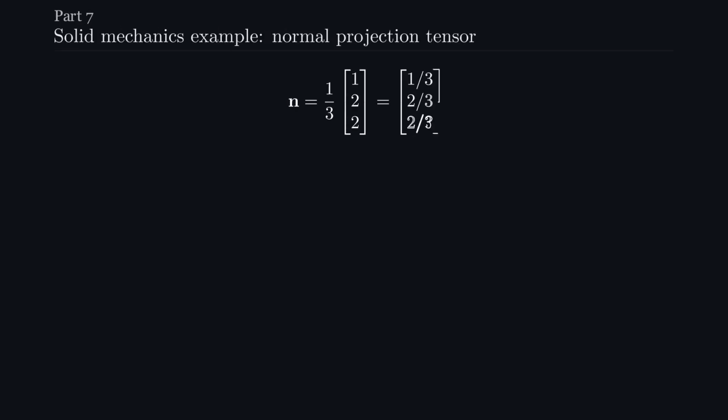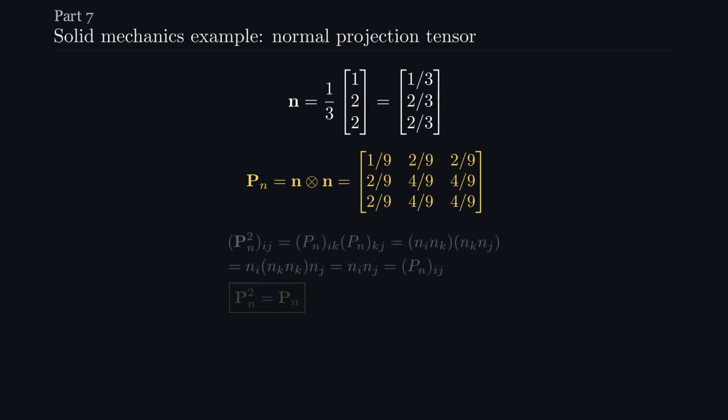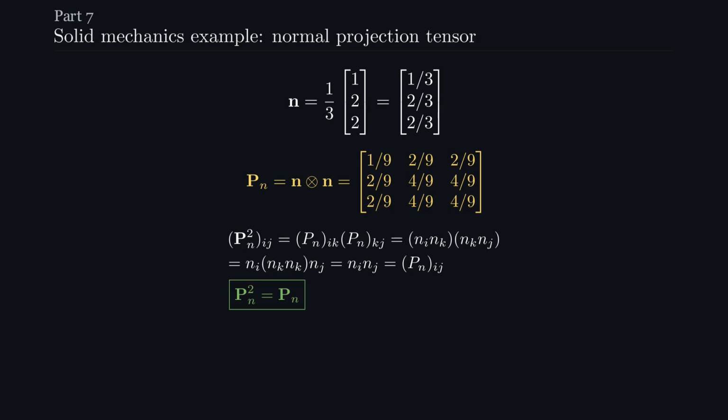A central use of the dyadic product is the normal projection tensor. For a unit vector n, the tensor Pn equals n tensor n. It projects any vector onto the direction n. Because n is a unit vector, Pn squared equals Pn. This property is called idempotence.